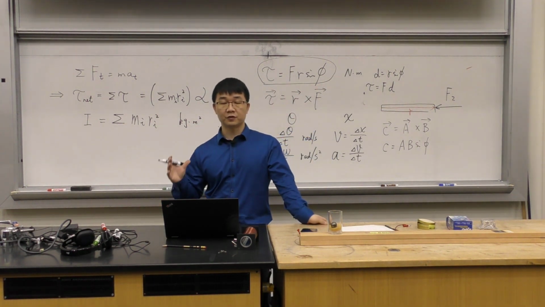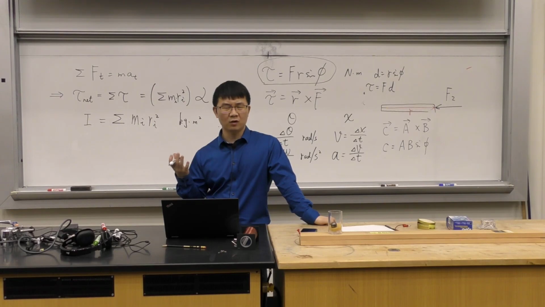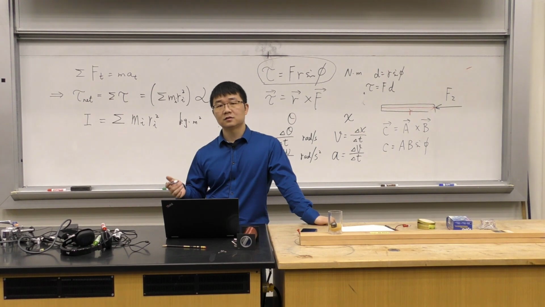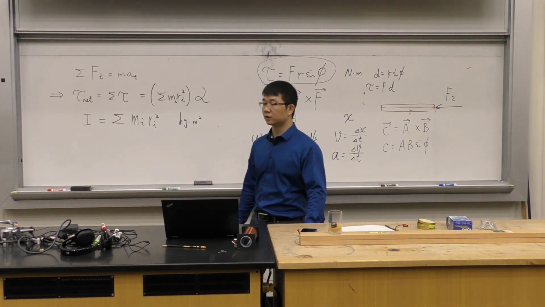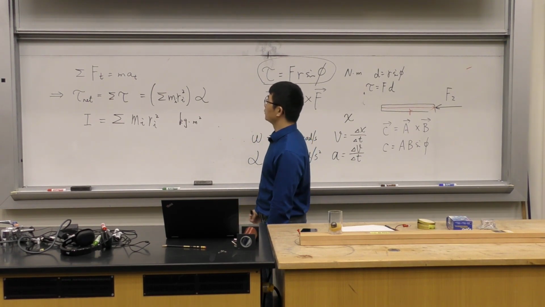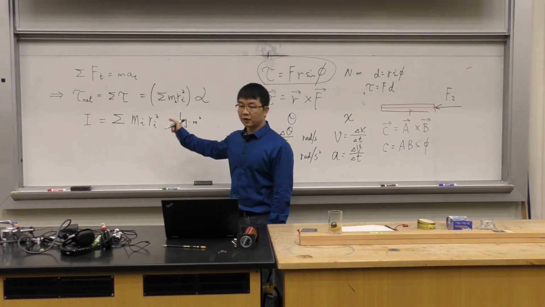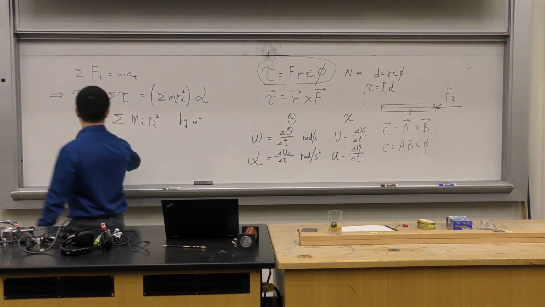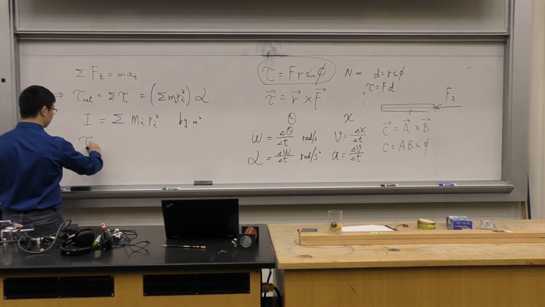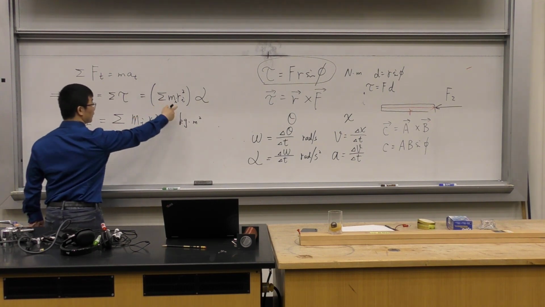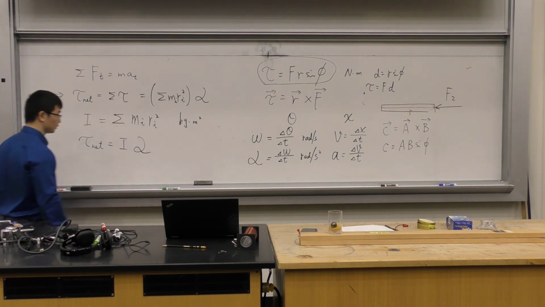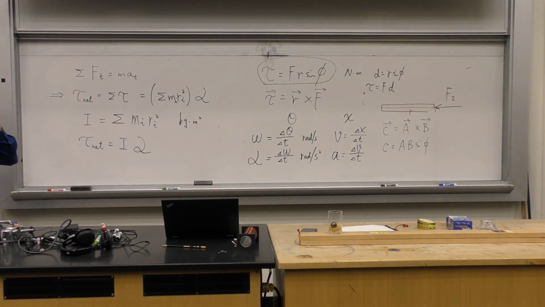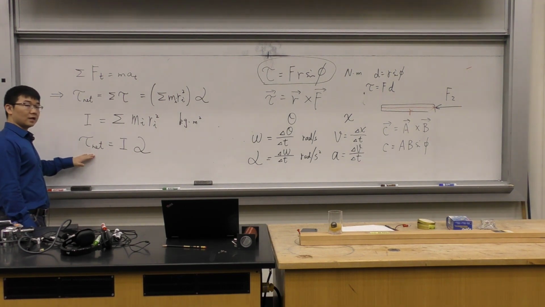Very non-intuitive. The first time I learned this definition, I was like, what is this? mr squared, then you add them together. This is not something you can find an equivalent of in your life. This is purely a definition. Why do we define it that way? If I define it this way, and let's rewrite this equation, I would get net torque equal to, whatever this whole thing is, I'm going to replace it with I, times alpha. This is exactly the same form as Newton's second law.